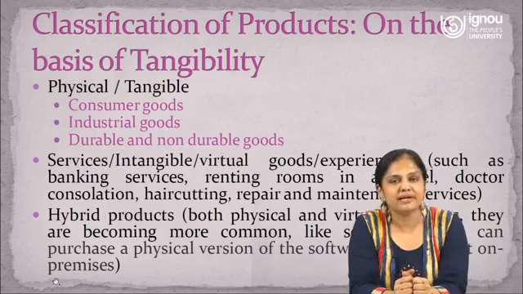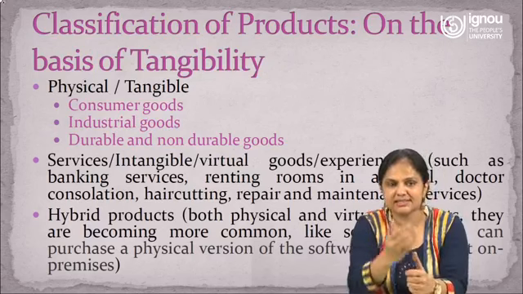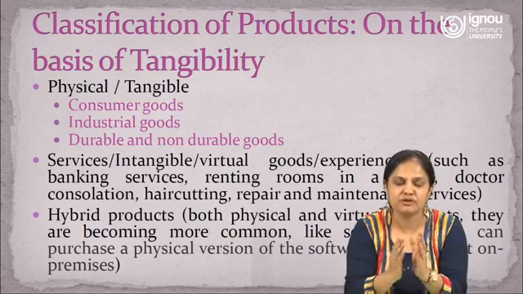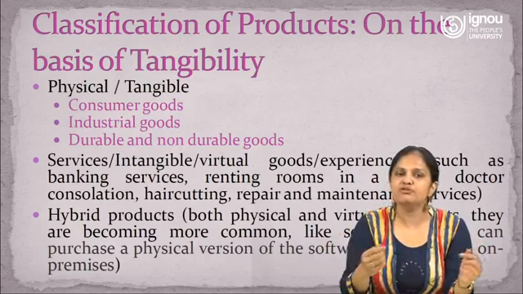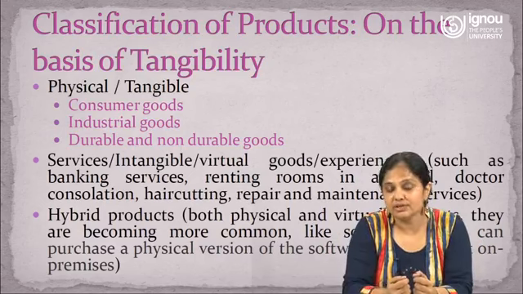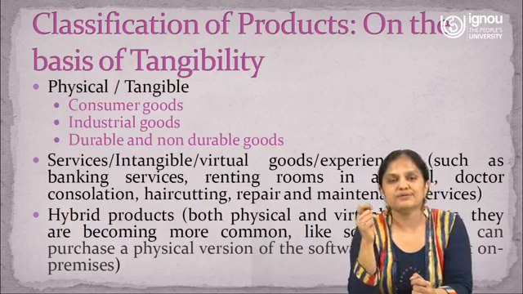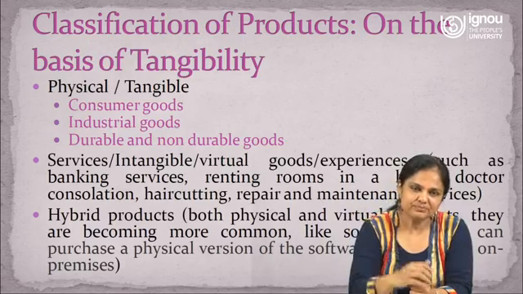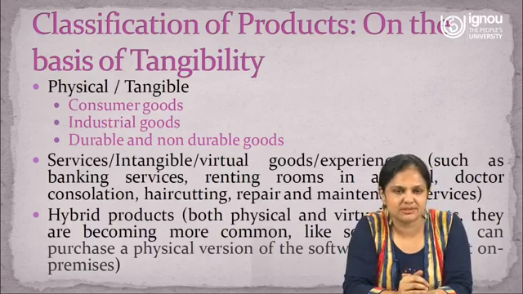And then we have durable and non-durable goods. Durable goods, as the term itself suggests, have a longer shelf life. You buy them for a longer period of time and you don't buy them frequently. Whereas, on the contrary, non-durable goods are those goods which are bought very frequently, right? So those were physical or tangible goods.